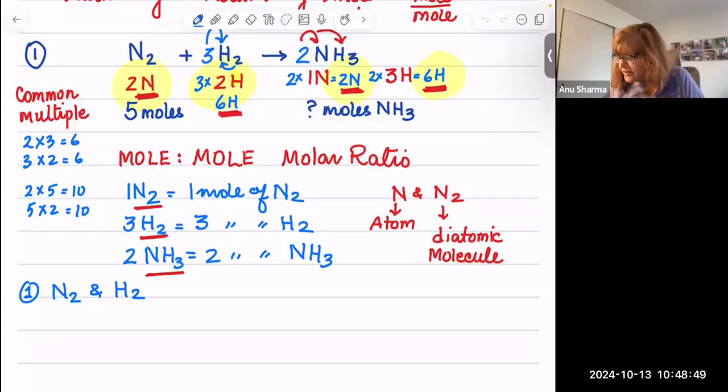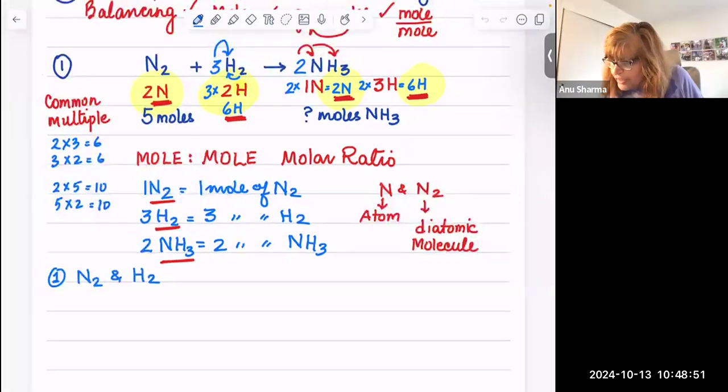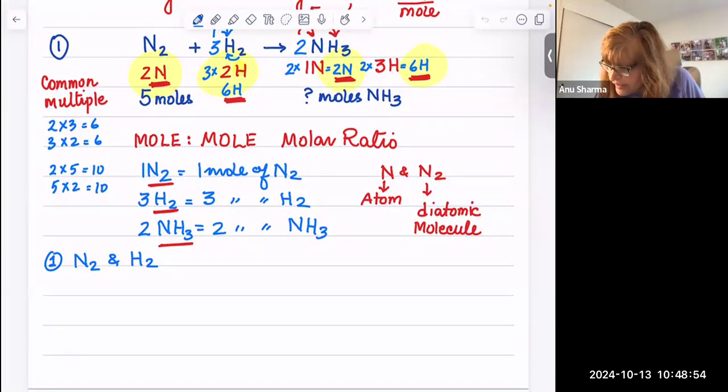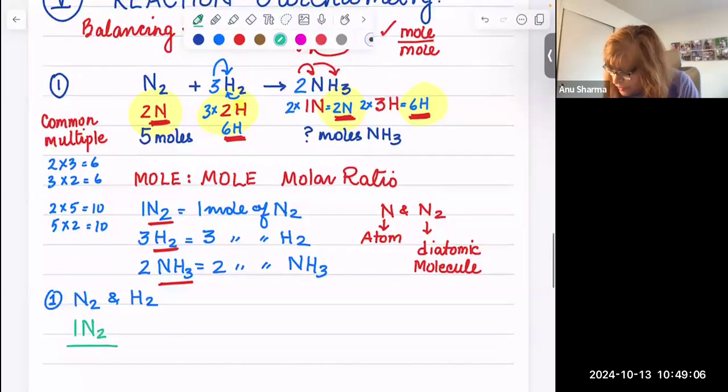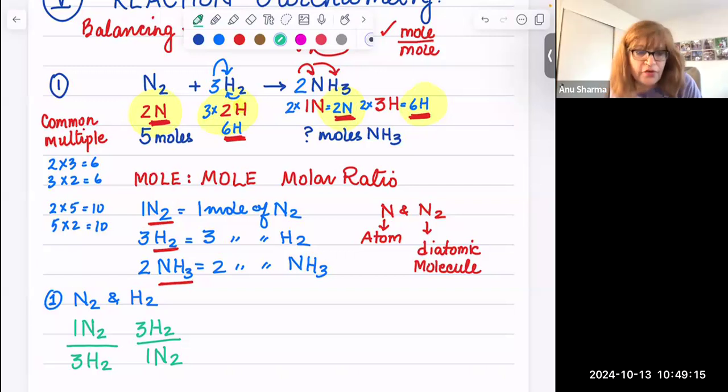Okay. So if we are looking at the mole to mole ratio, we are going to write down 1 mole of N2 over 3 moles of H2, as a short form. Or 3 moles of H2 over 1 mole of N2. These are the short forms, instead of writing mole in between, but this means the same thing.